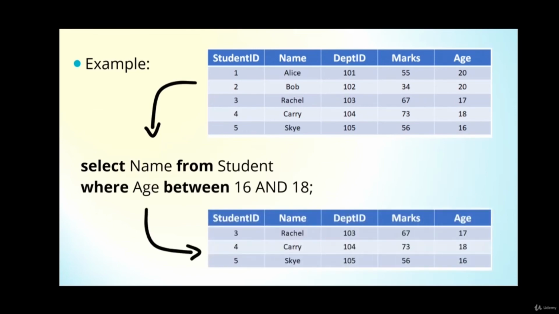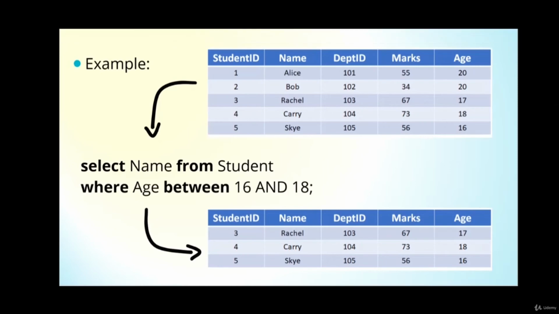So Rachel, Carrie and Sky, they have their ages between 16 and 18. So their details are displayed. In this, I have mistakenly written name, but there should be star since all the details are displayed. There will not be name, there will be star in place of name.